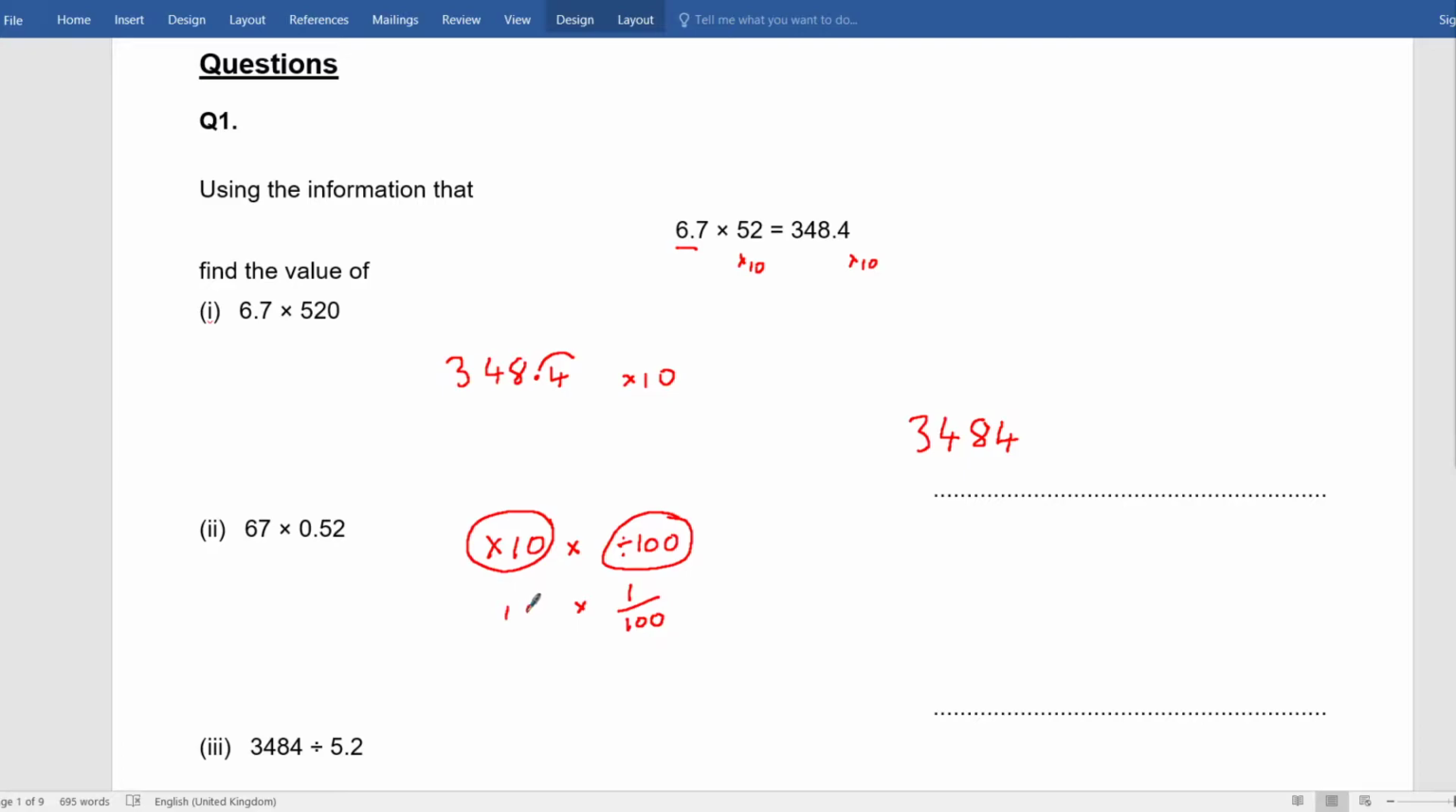Now another way of writing 100 times smaller is 1 over 100 multiplying by 10. So 10 times 1/100 is, if we do fractions, put that over 1, that's going to give me 10 over 100, which is 1/10. That means the answer is a tenth of what it was before, which is 10 times smaller. So it's something 10 times smaller. A tenth of this is going to end up being 34.84.